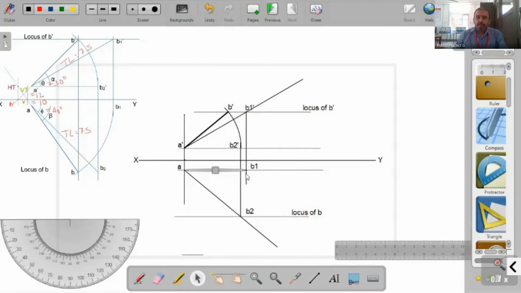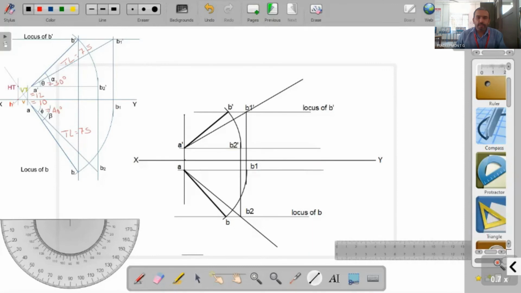Now this arc is rotated. See, from B1, if we drop an arc and when it intersects with the locus of B, we obtain B. So this is the point B. Now join point A with B using a straight line.